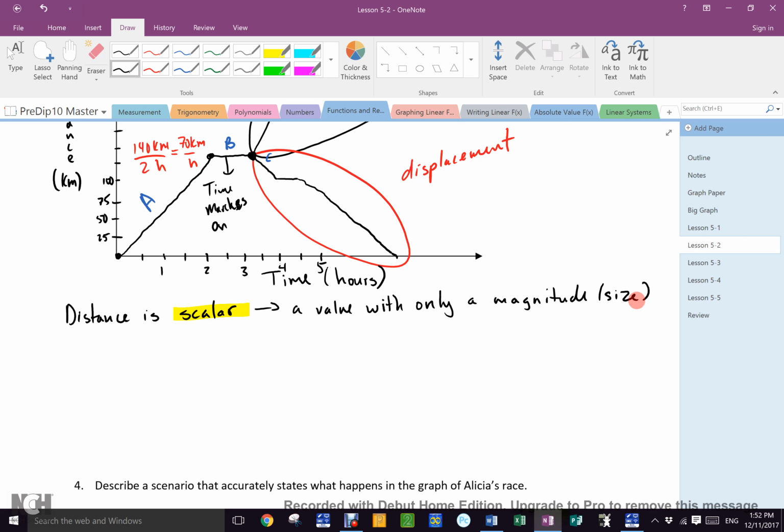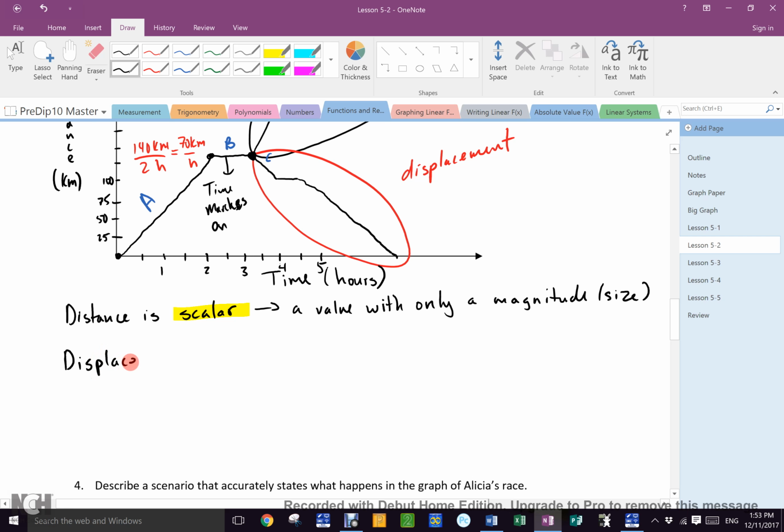Now, distance is scalar. It only has a size. For example, how tall am I? 5'7 3/4 inches tall. You guys give me the 1/4 inch and let me round it to 5'8". That is a scalar because I am 5 feet 8 inches tall. Move your hands. I am still 5 feet 8 inches tall. Does everyone understand? Because direction doesn't matter, height is a scalar.